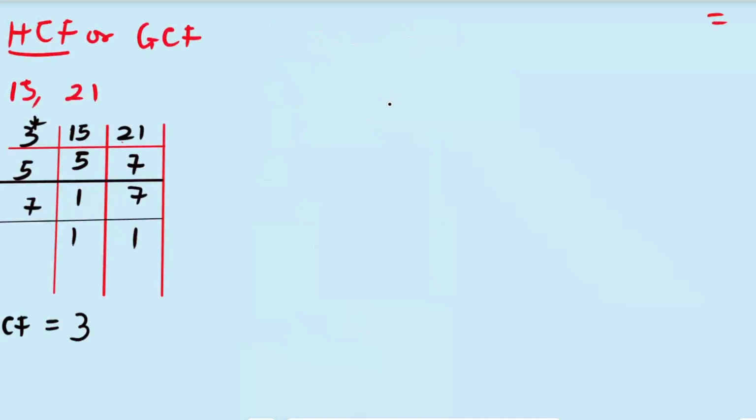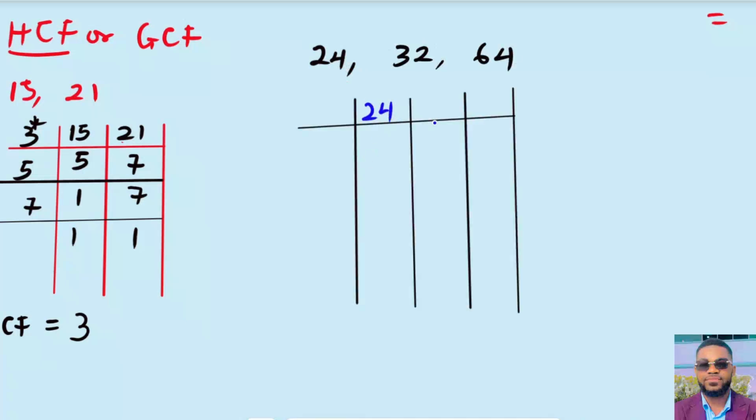So let's find the highest common factor of 24, 32, and that of 64. So we have 24 here. We have 32, and that of 64. So which prime number? Let's think of 2. And 2 goes into 24. That's going to be 12. 2 goes into 32, that's going to be 16, and goes into 64, 32. So that means this 2 is able to go into the 3 numbers here. So I have to take this 2. I have to highlight it. Let's move on to the next one.